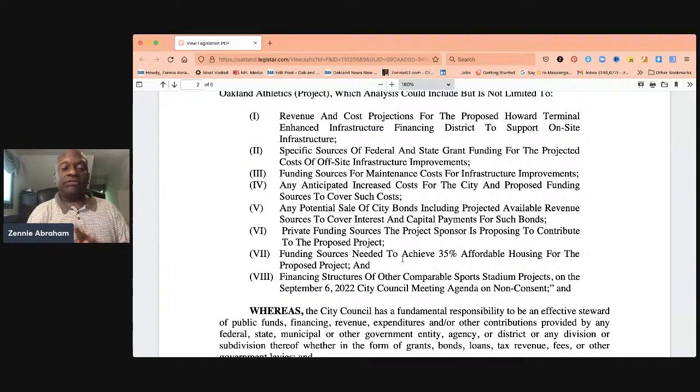Then financing structures and other compatible sports stadium projects. Well, this really isn't that. It is a new town in town. It is an enhanced infrastructure financing project. It's not a sports stadium. The facility itself will be able to hold up to about 40,000 people. You can have 200 different events in it year round.